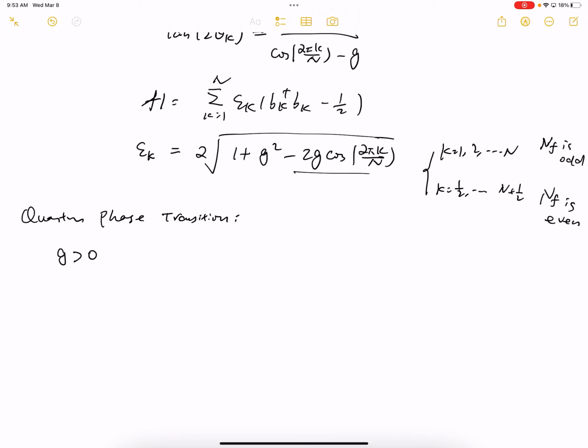You can see that this is pretty much symmetric. Even if g is negative, the cosine there, you can flip the sign there. So it's going to be symmetric.